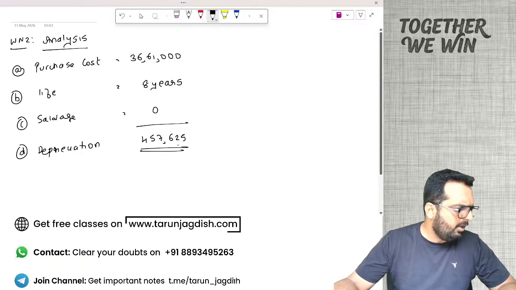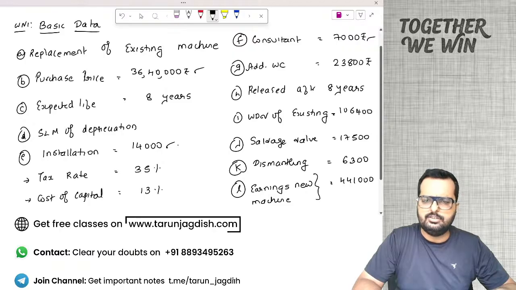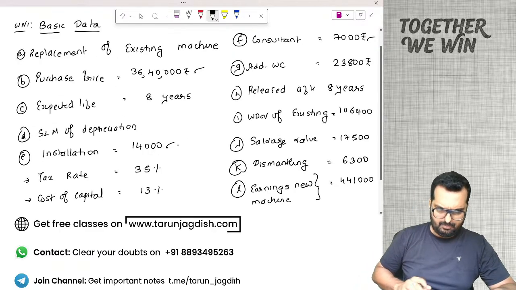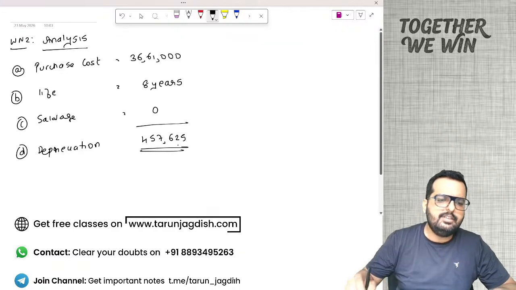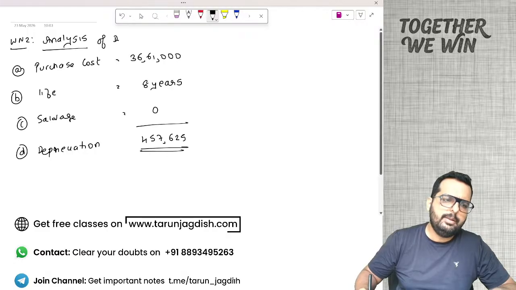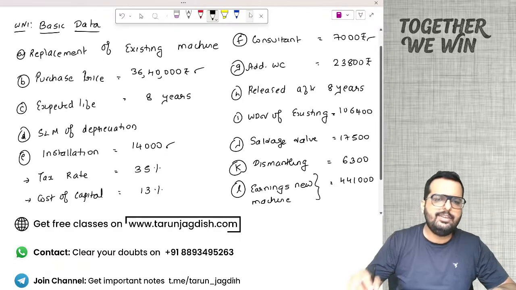Everybody clear with this part now? Fantastic. Once you get the answer as 4,57,625, yes, correct. Next part is, so this is the analysis of depreciation. Now I'll write down the next working note. Now along with this, they are also having salvage value.